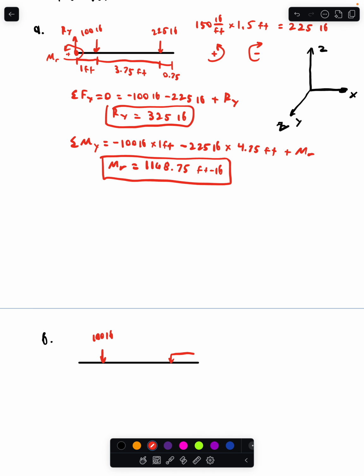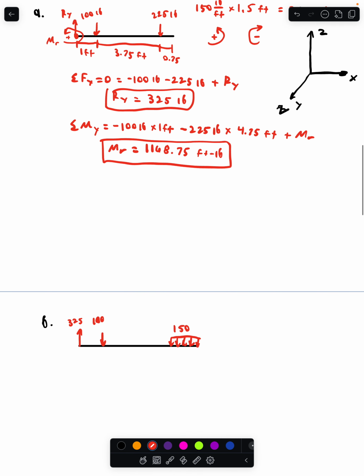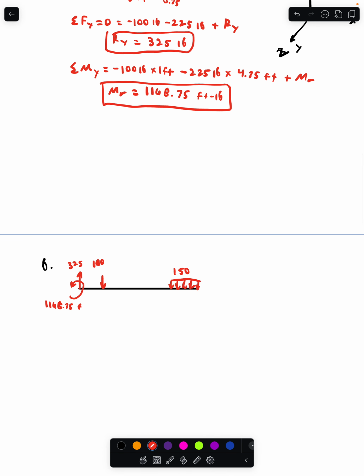Whenever you're making a shear moment diagram, you want to make sure you keep your distributed load as a distributed load. And we're going to go ahead and draw our reaction forces on here as well. So we've got 325 pounds. I'm just going to get rid of these. Sorry for my handwriting. And then we've got 1,168.75 foot-pounds. I will go ahead and keep the units.